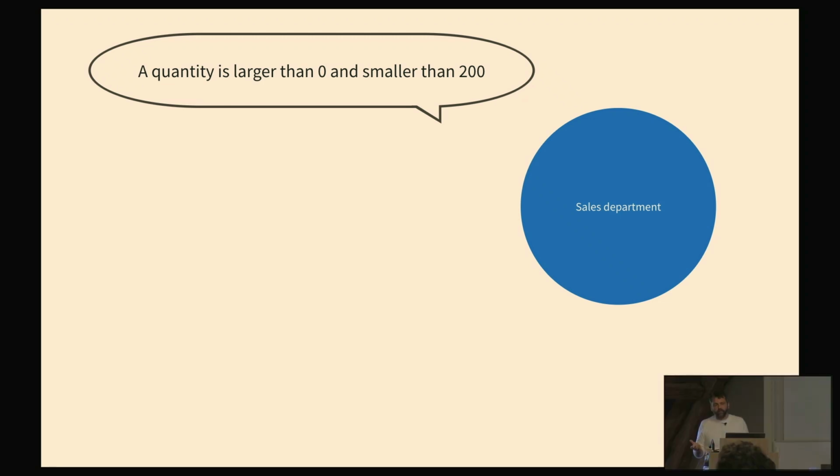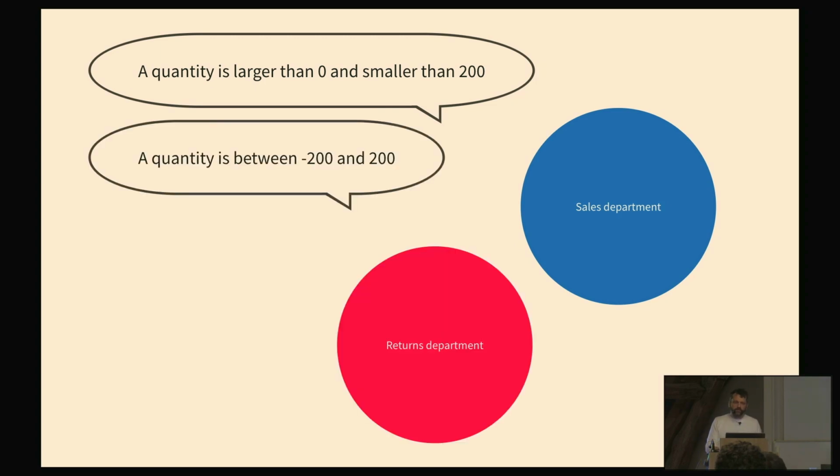So as an example, maybe we have a sales department, where we are in a web shop and we're selling books. So we want to sell something, and the word quantity in this case means something that's larger than 0 and smaller than 200, because we don't want to sell big chunks of books, and we can't sell 0 books or -1 book. That doesn't make sense. But maybe if we go to the returns department, they have a different definition of the word quantity, because there they can get returns, so you can actually get -1 book, because that means someone returned the book.